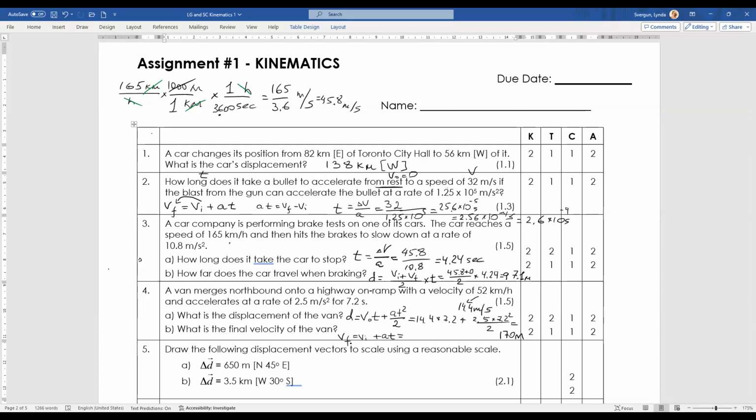And how to get final velocity? Velocity will increase, the object is speeding up. The formula that relates initial and final velocity, acceleration and time is V final equals V initial plus at. So for V final, we need initial 14.4, acceleration 2.5, time 7.2. Check how much it will be.